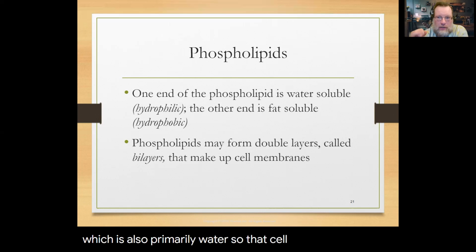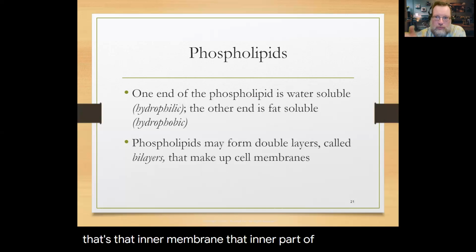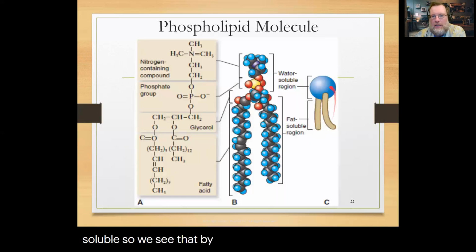So that cell membrane, those double ends, the ball facing the outside of that phospholipid, the ball facing the inside of the cell of the phospholipid, those have to be hydrophilic. They have to be water soluble. In between the phospholipids, we're going to have the tails kind of coming together like this. That's that inner membrane, that inner part of that double membrane. That's going to be hydrophobic. That's fat soluble. So we see that bilayer. So here's the water soluble portion and then the fat soluble tail. Okay.